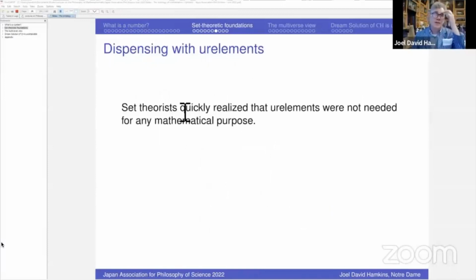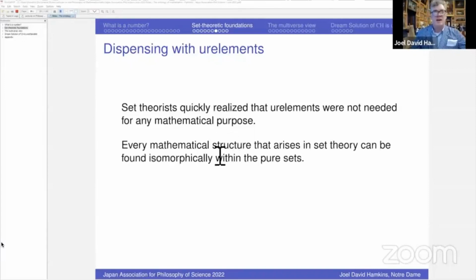Now, set theorists quickly realized that elements were not needed for any mathematical purpose. All of the early set theories were using elements, but in fact, every mathematical structure that arises in set theory can be found isomorphically within the pure sets. The pure sets are the ones that don't have any elements in them, even hereditarily.